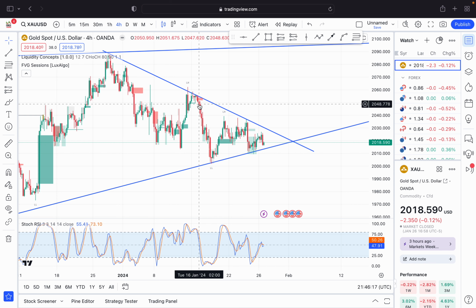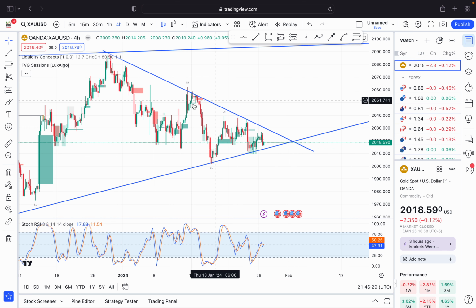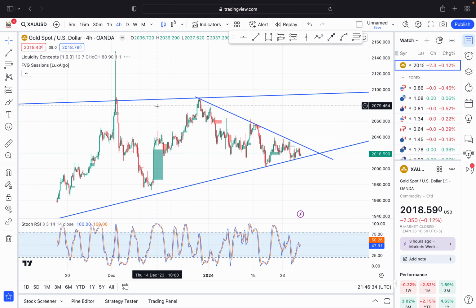Now this will be rather interesting, because when it starts to come into this wedge here, if it breaks on the 4 hour and then retests somewhere around this level, it's a very strong buy here, so we're pretty safe, I'd say.